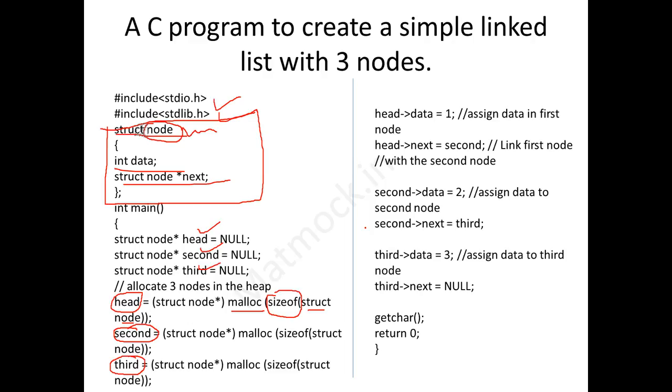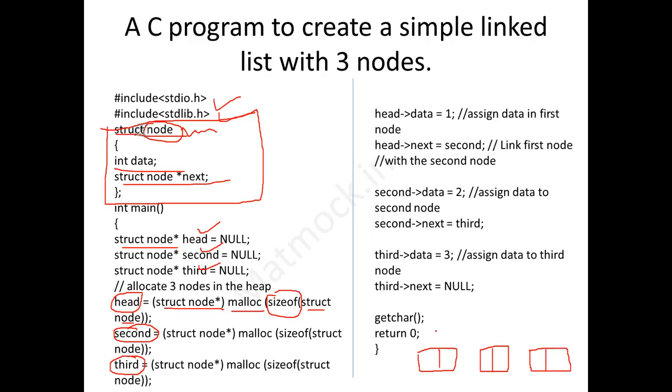Again we have to convert it into node type, because our head, second and third are which type of pointer? Their data type is struct node. Hence the memory should be cast to struct node pointer. So we have allocated memory for head, second and third. That means we have created 3 different nodes. This is your first node, this is your second node, and this is your third node.